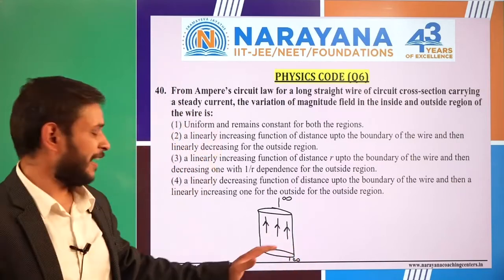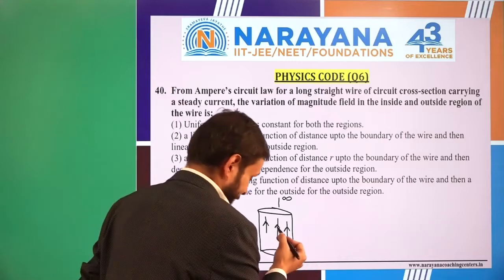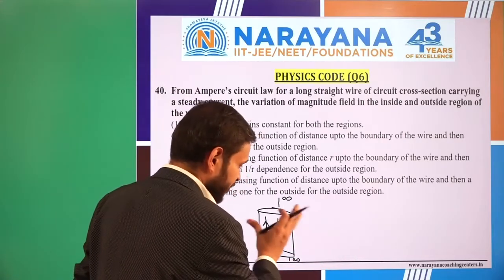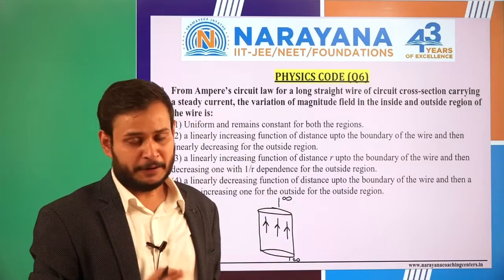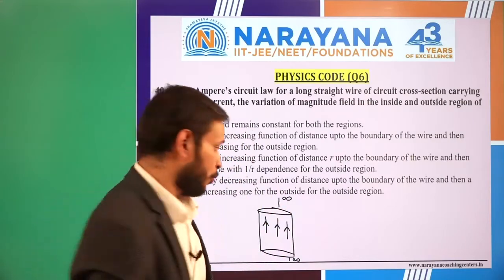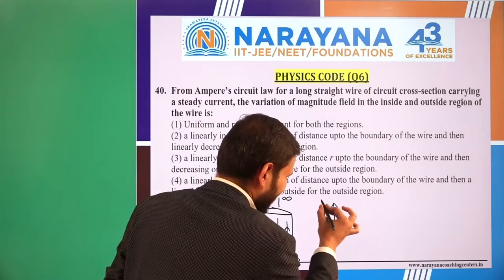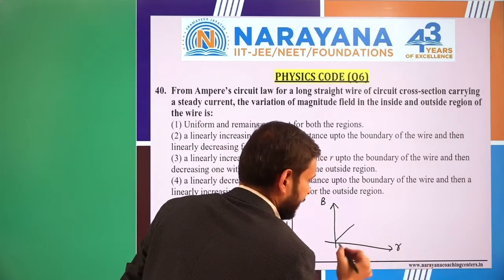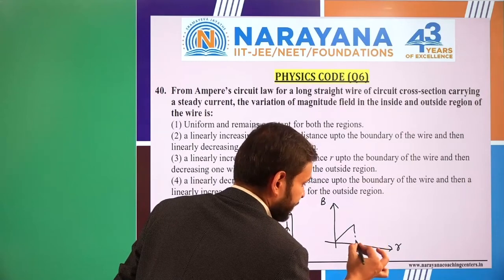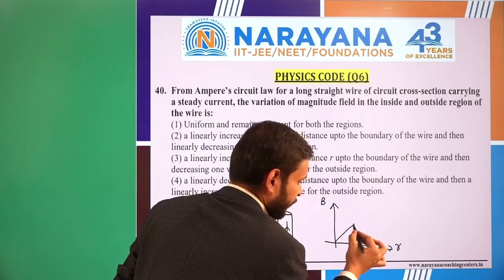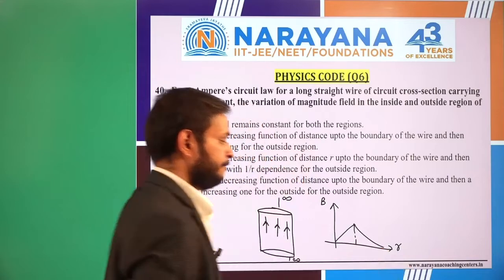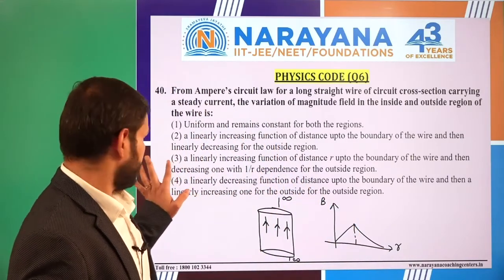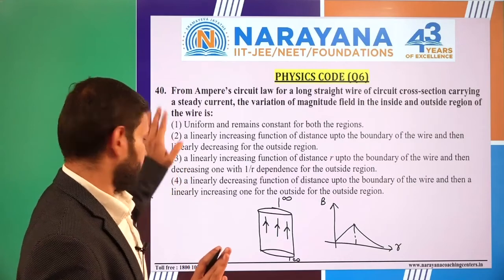You see, when we apply Ampere's circuital law, inside B will be directly proportional to R. While when we go outside, it will just behave like a simple infinite wire, where B will be inversely proportional to R. So we can draw the diagram as well, B with R. Till we reach the periphery, or we can say the boundary, it will be a directly proportional relation, and after that it will start decreasing, right? So over here, third option is the best option out of these 4.